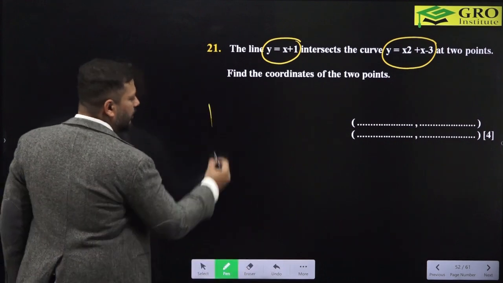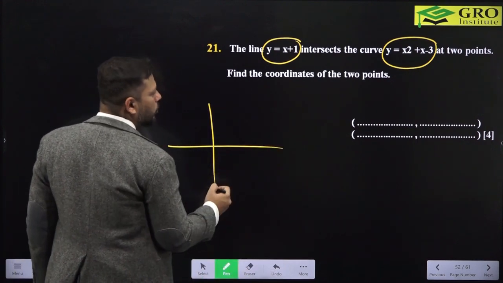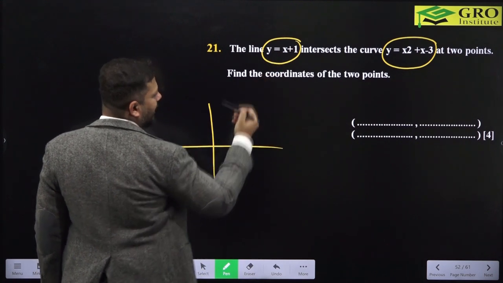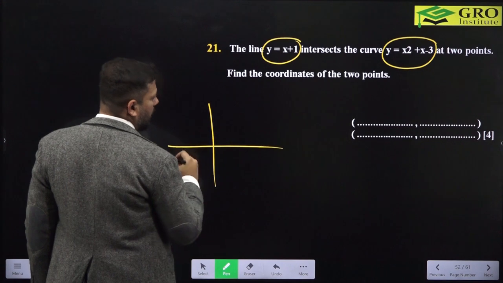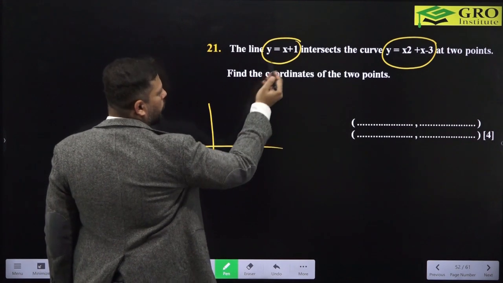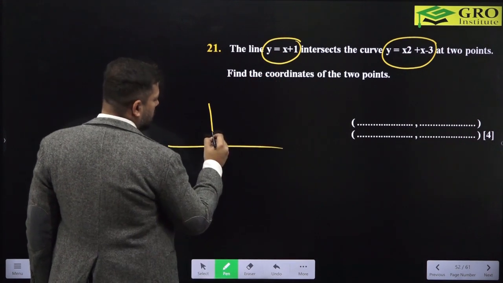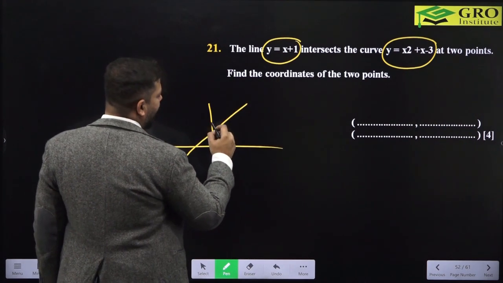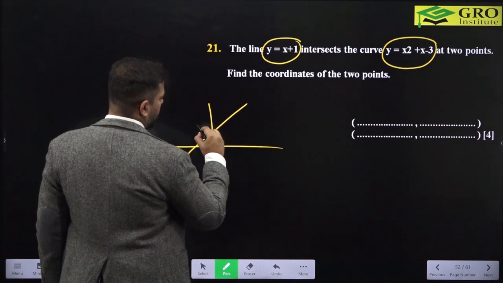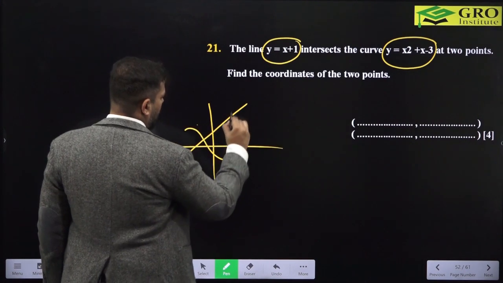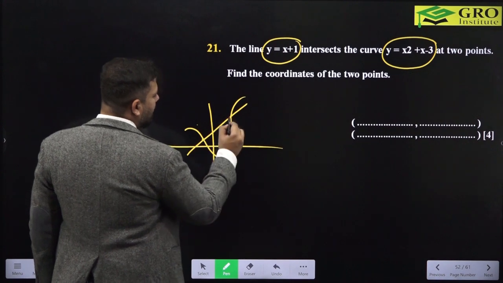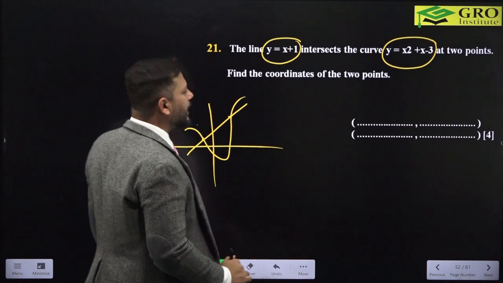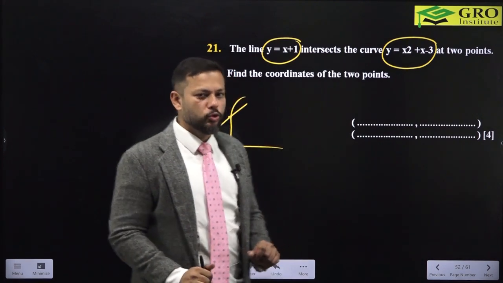If I try to roughly visualize it, y is equal to x plus 1. If I take y equals to 0, I will get x equals to minus 1 somewhere here. If I take x equals to 0, y will be 1. So it is somewhat like this. And there is one curve, and the curve might be in this shape. Okay, so it is intersecting it at 2 points. These are those 2 points. We have to find out the coordinates of those 2 points.